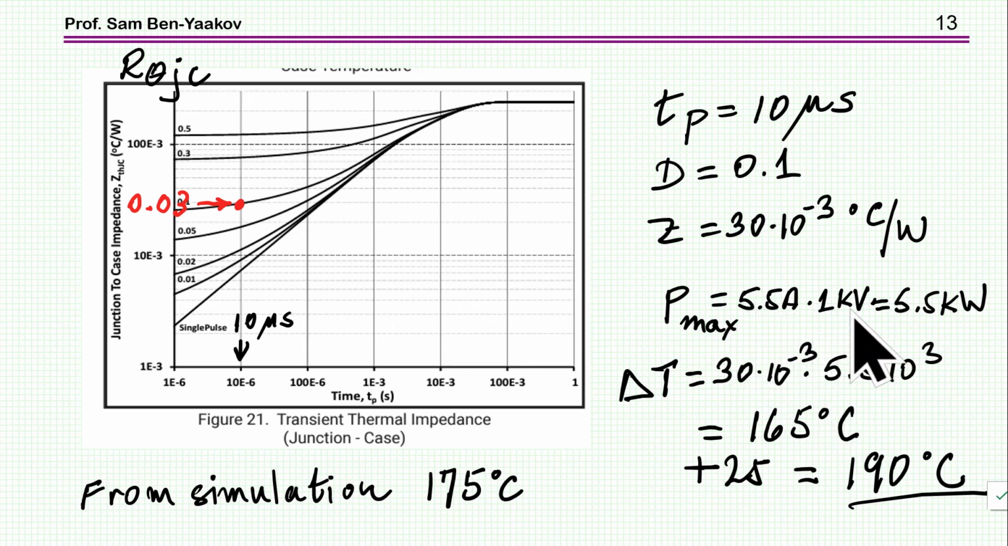So we have the peak power of 5.5 kilowatt, and we multiply this 5.5 kilowatt by 30 milli-degrees centigrade per watt, 0.03, and I'm getting 165. Now you have to add to it 25 degrees because this is just the junction to case, so I have to add the 25 degrees. I'm getting 190. In the simulation I got 175. Well, that's not that bad. Could have been better, but it's pretty good.